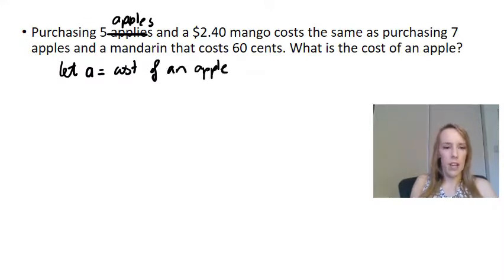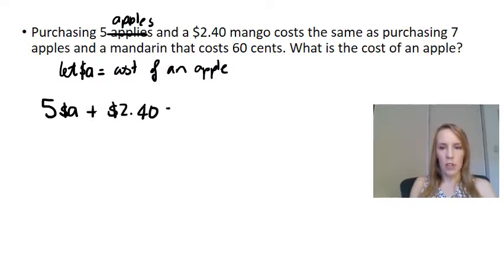Okay, so it's kind of $8 actually. So now we're going to have to write our equation. So 5 apples, so that means 5 times $8 plus the cost of that mango plus $2.40 costs the same as purchasing 7 apples, so 7 times A plus the cost of a mandarin, which is 60 cents.